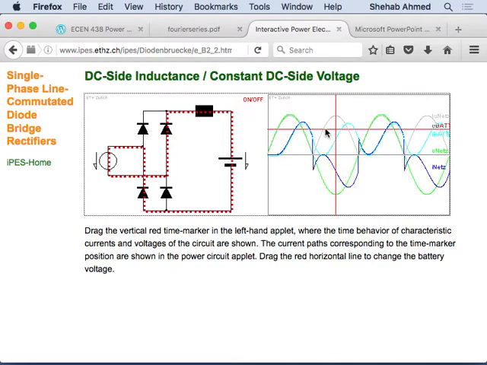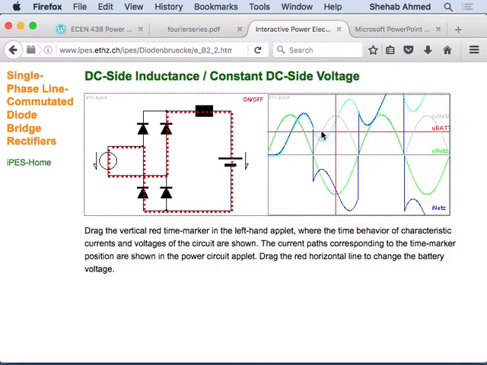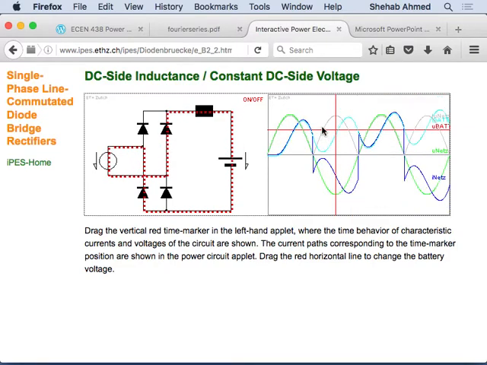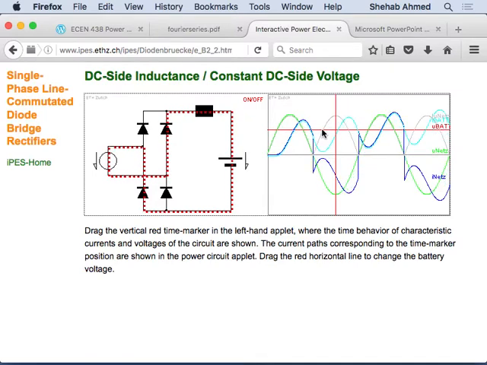Right. So as soon as these two points hit each other, they touch each other, then the current becomes continuous. Right. So at some point here, it's hard to time it, but anyway, at some point this light blue waveform becomes greater than 0. That's where it becomes continuous, and the current becomes continuous at that point.